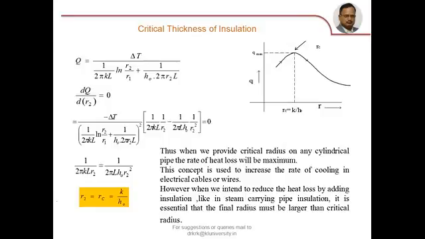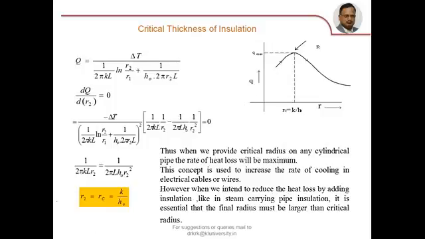In steam carrying pipes, the purpose is to reduce the heat transfer. So whenever you are insulating a steam carrying pipe, you must ascertain that the initial point should lie on the right hand side of this curve. And this increase in heat transfer due to adding insulation is utilized as an advantageous thing in insulating electrical cables.